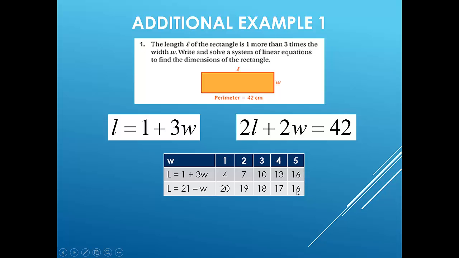Once you have the same number for both equations, you know that you are finished with your table. You can stop. And now what this means is that W would equal 5 centimeters and L would equal 16 centimeters. So the width is equal to 5 centimeters and the length is equal to 16 centimeters.